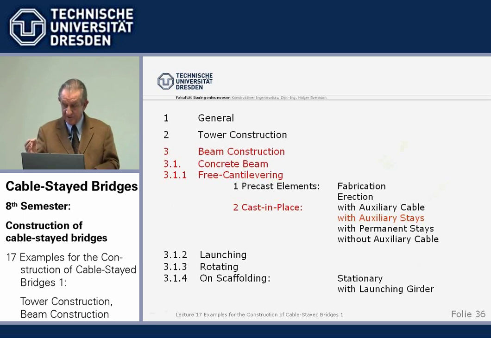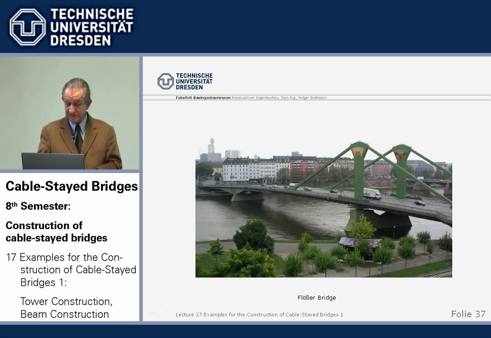This was the first step with auxiliary cables. Now we look into a completely different construction method, which I call auxiliary stays. We use an example, quite unusual example, the Flößer Bridge in Frankfurt. Now, this was done by architectural reasons, this design. So the engineers then had the task how to build it.